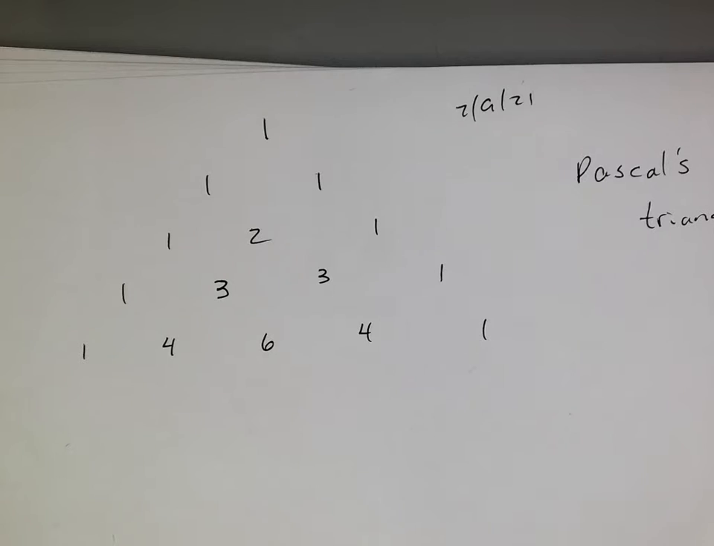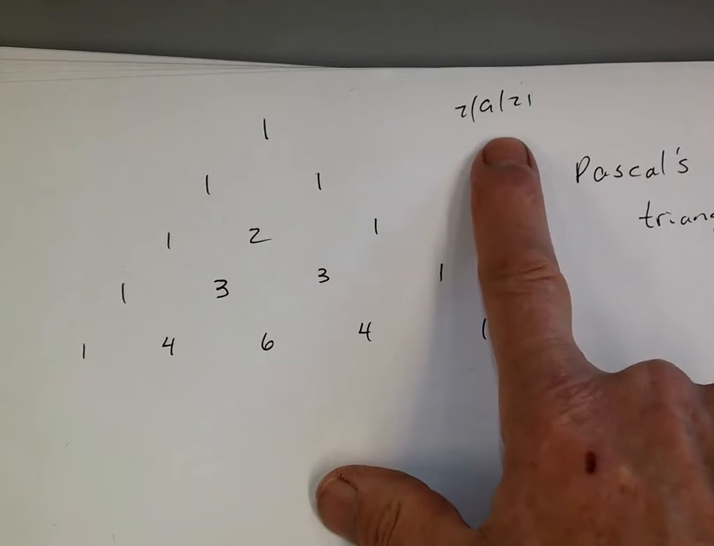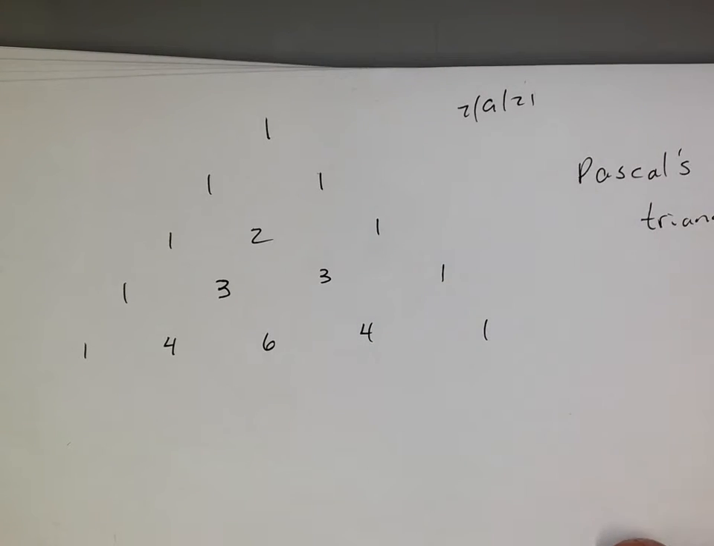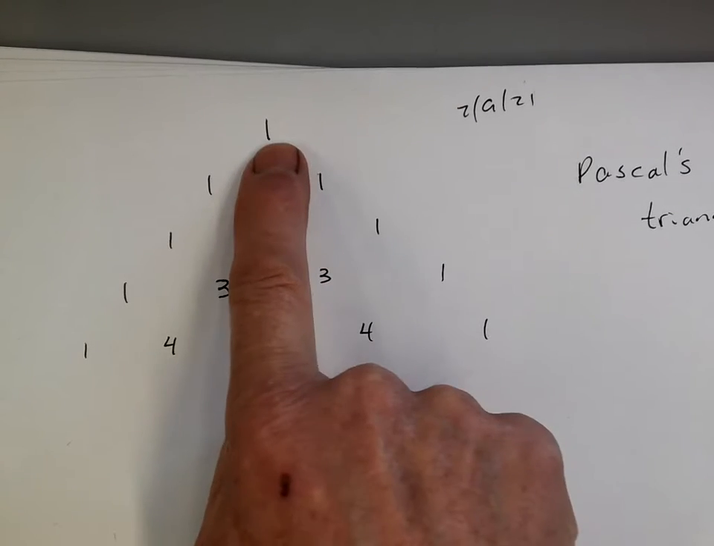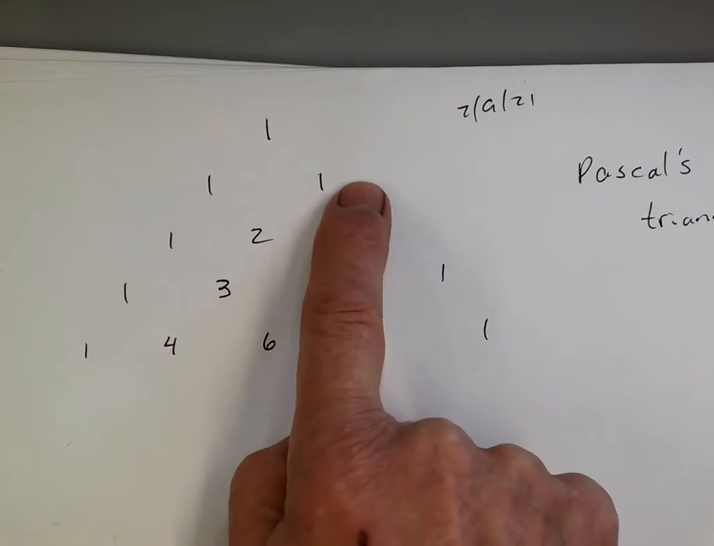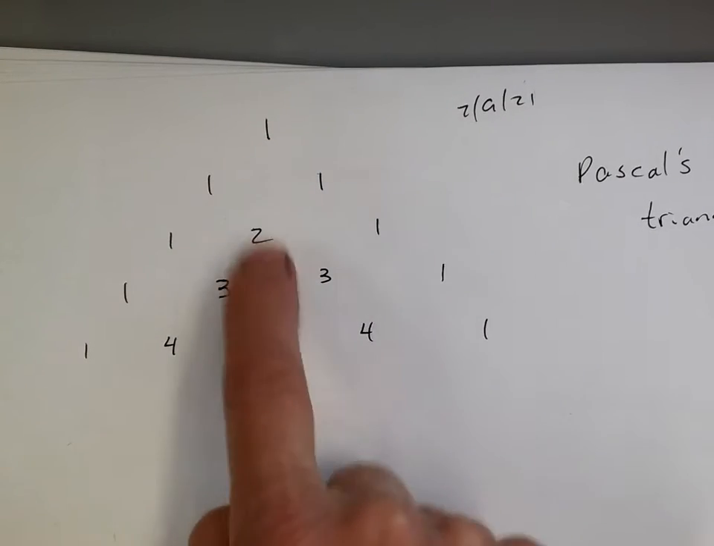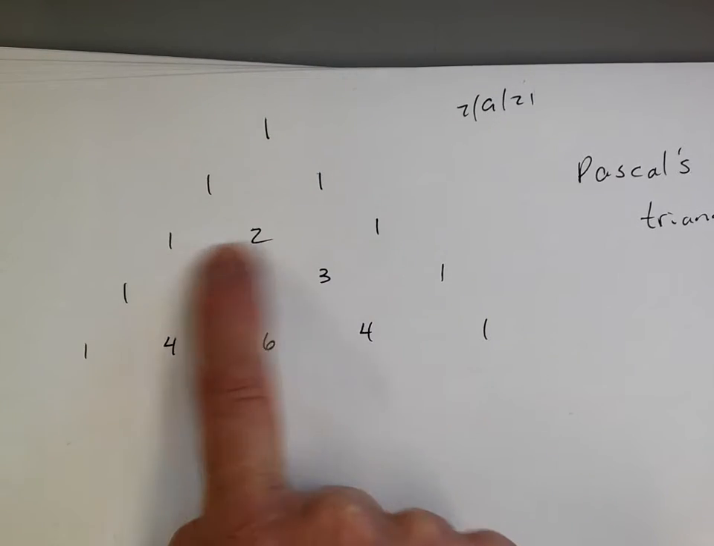Okay, so today we're going to talk about Pascal's triangle and how Pascal's triangle is going to help us do our math. So here's how Pascal's triangle works. Start with a 1, and then 1, 1. This is my 0 row. This is my first row. This is my second row. 1, 2, 1.